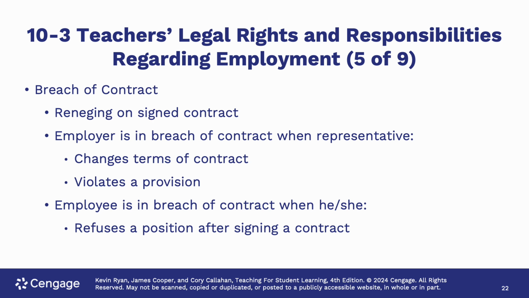Breach of contract can be reneging on a signed contract. Employers are in breach when the representative changes the terms of the contract or violates a provision, and the employee is in breach when he or she refuses a position after signing a contract. In the state of North Carolina, you also can lose your teacher license if you quit during the school year and you don't give 30 days notice. That is required to retain your teaching license.